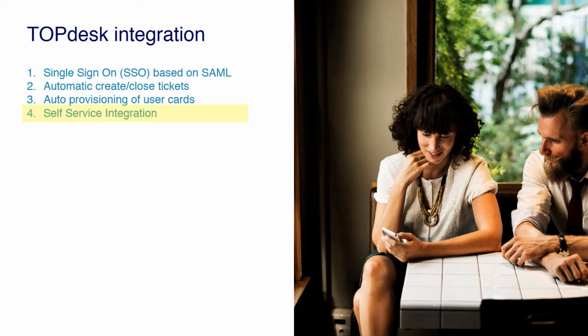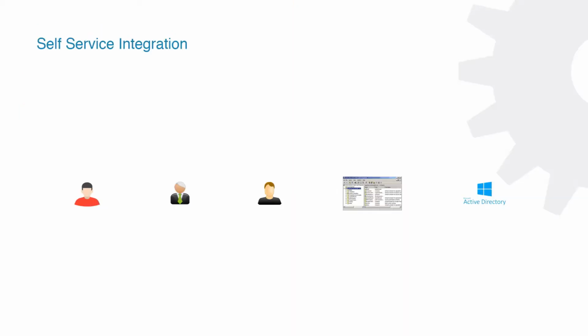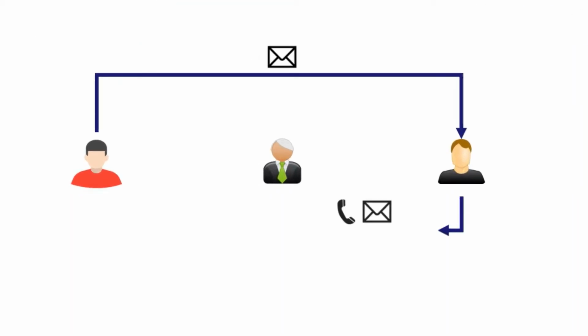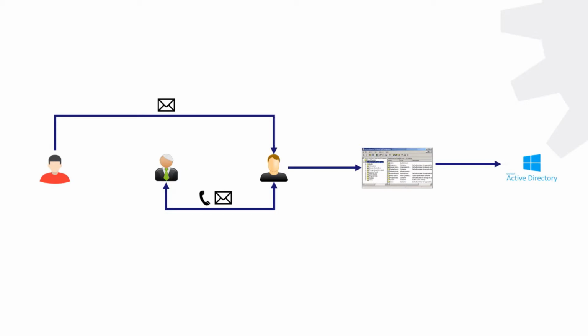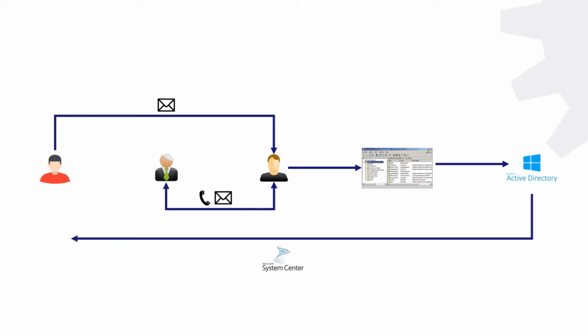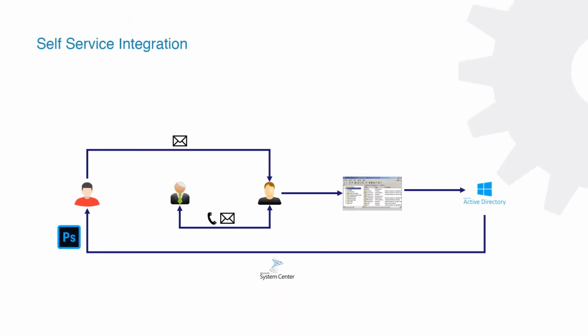The final form of integration is the self-service integration. Let's use this sheet to explain it. If you do not have any integration and don't have Topdesk, this is what the process would look like. An end user can request access to Adobe Photoshop from the IT department. IT then has to verify the request with the manager. If the request is approved, then IT makes the necessary modifications to the end user's access in the Active Directory. For example, making them a member of an application group. This would be picked up by, let's use System Center, and now the end user has access to Adobe Photoshop. This is the old traditional flow.